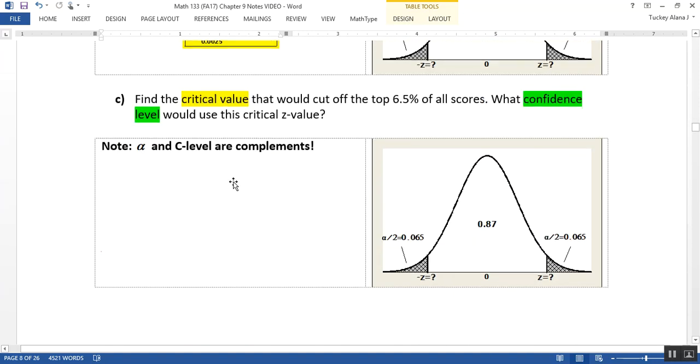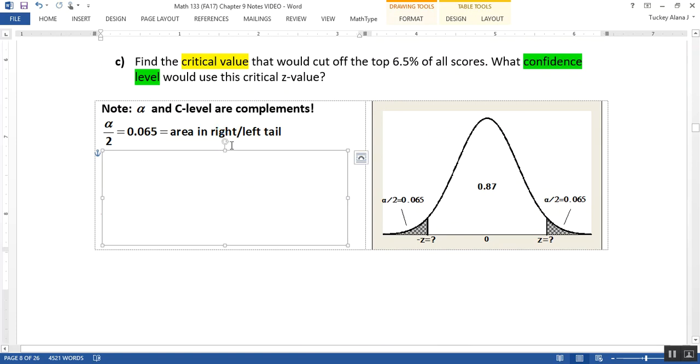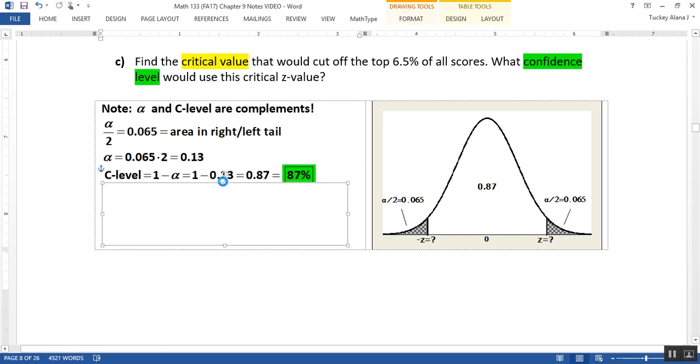I'm sorry, having some scrolling issues. So the first thing I did was I wrote down for myself, look, that alpha over 2 must be 0.065. That is the area in each of the tails. So it's not only in the right tail, but it's in the left tail. So I can add the two of those up, and I can figure out what the two tails together would be, and that would be 0.13. So this is both tails together.